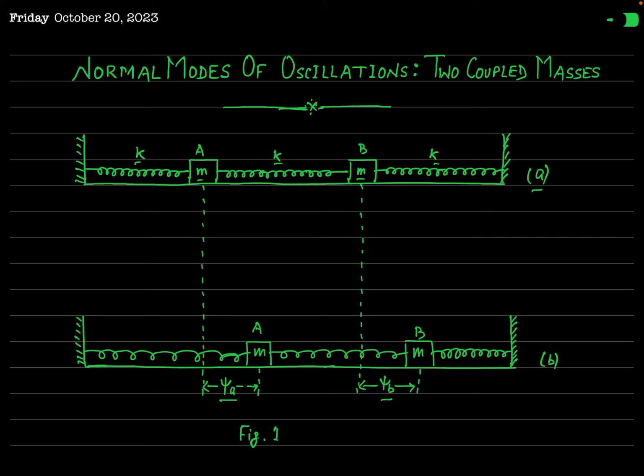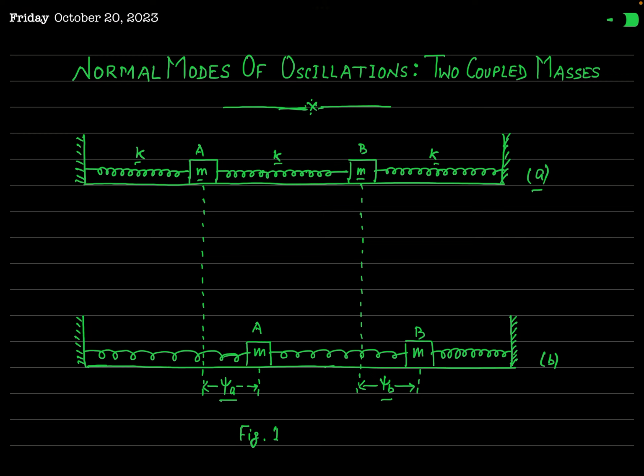So when this system is disturbed, displaced from its equilibrium position and released, what will happen? Under the restoring force exerted by the springs, the two masses will oscillate about their equilibrium position, and for a small displacement their motion will be simple harmonic. Our aim is to find the frequencies of oscillation of this system.